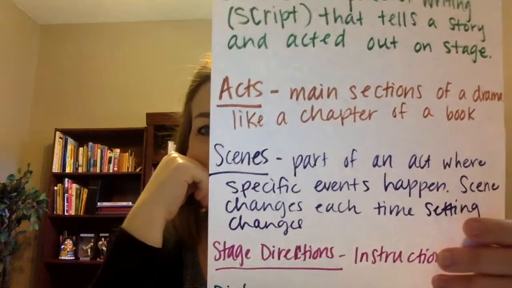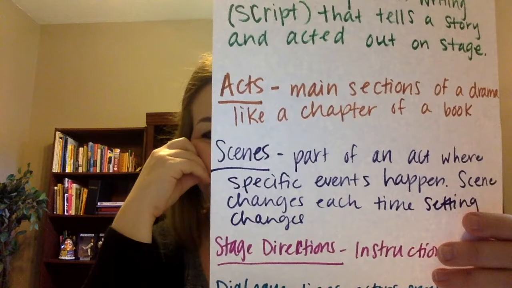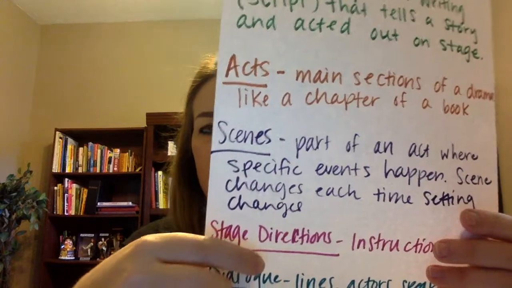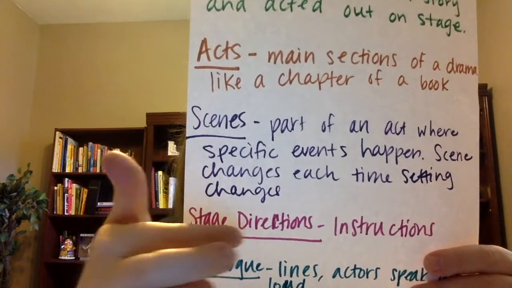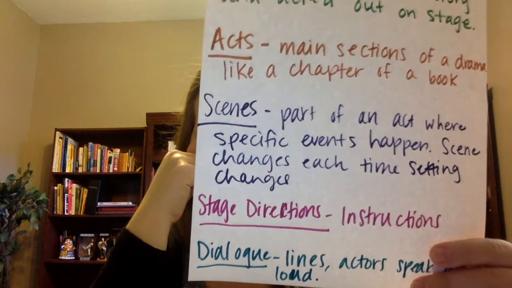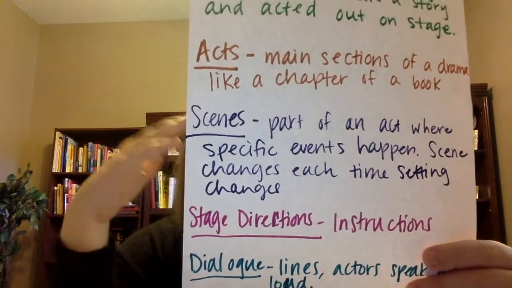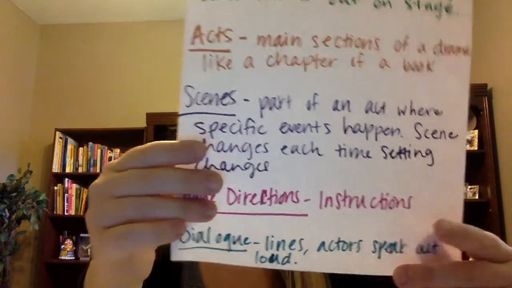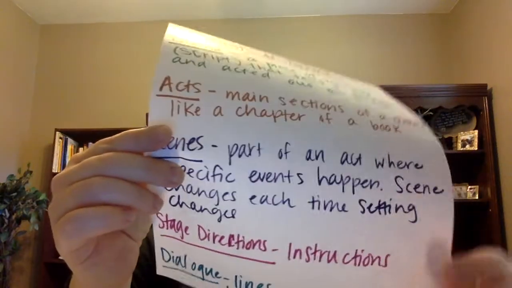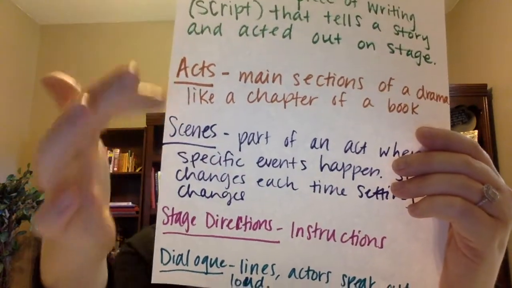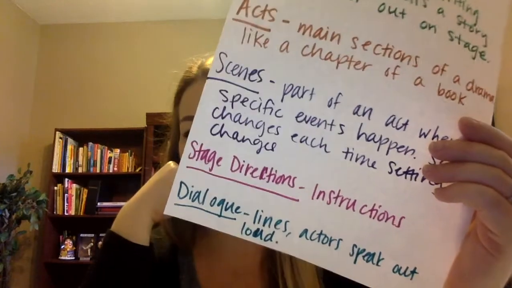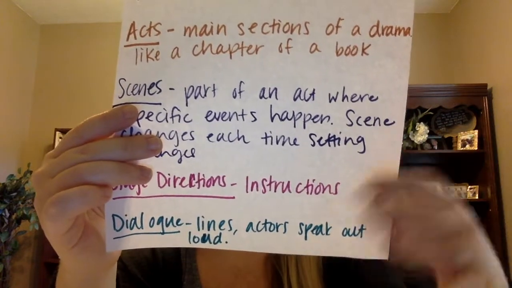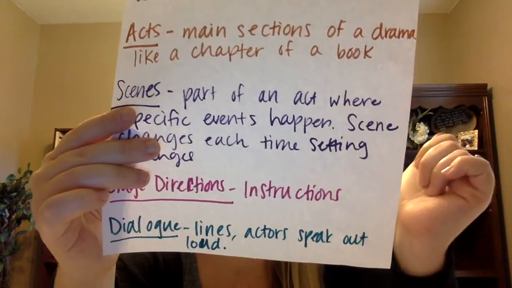The scene is exactly where the specific events happen. The scene changes each time the setting changes. Then you have your stage directions. Those are exactly what the actor should do. It tells you to stand this way, to cough, to laugh, and usually that's always in parentheses. I'll show you some examples in a little bit. The dialogue, these are all vocabulary definition words, are just the actual lines that are spoken out loud by the actor. Those are the lines and the things that you need to memorize to say in your play.